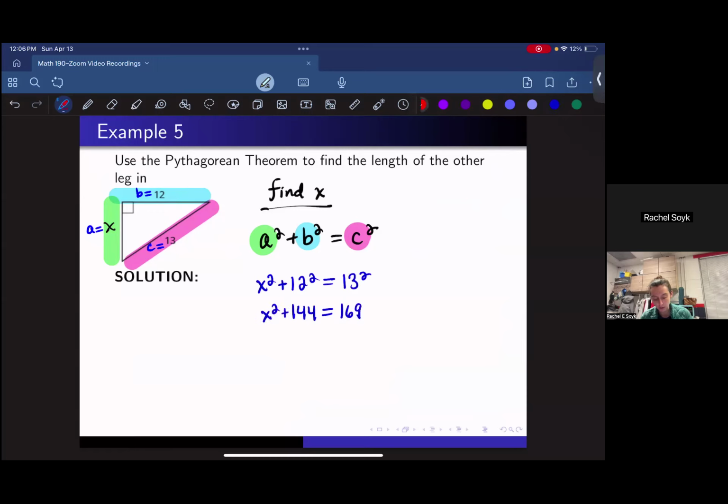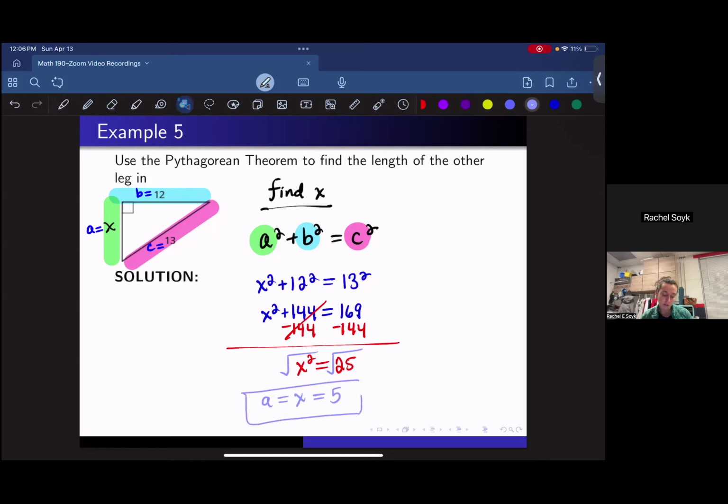Utilize your inverse operations and subtract 144 from both sides. 169 minus 144 is 25. And then let's go ahead and take the square root of both sides so that we can get that a value to be of length 5, which is the length of that second leg. And we are done.